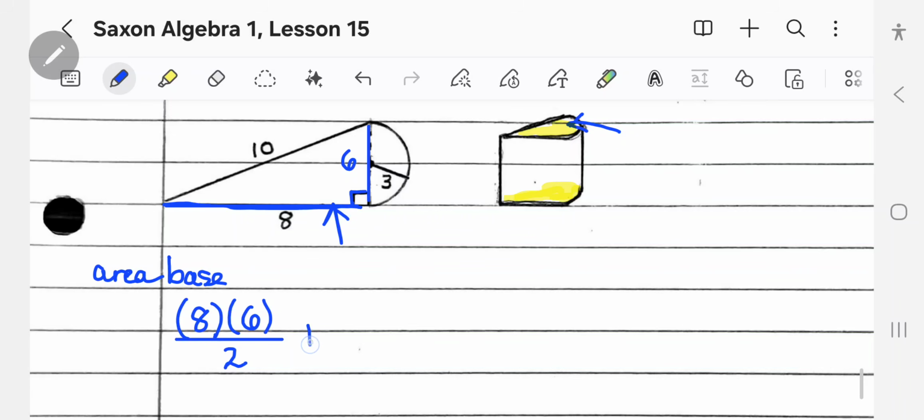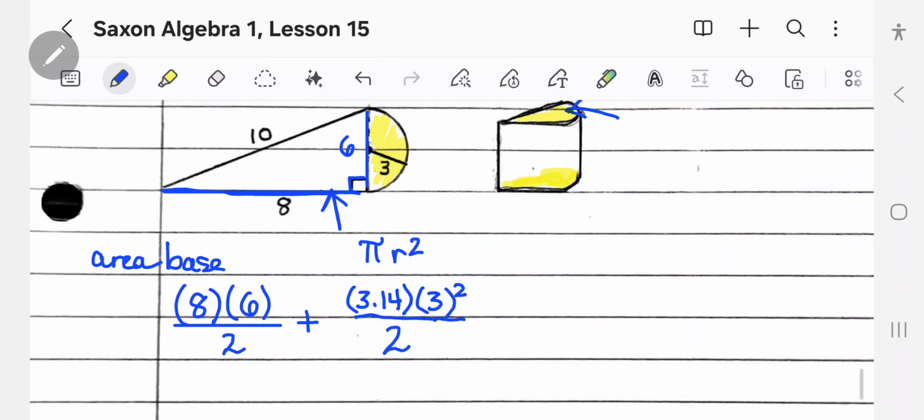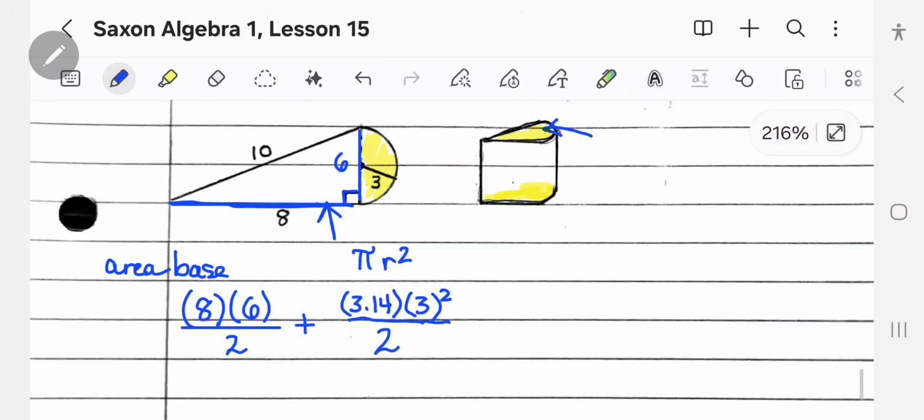But we're going to need to add to it the area of this semicircle. So we're going to have to divide it by 2 as well. What would be the area of that circle? Well, it's going to be pi times the radius squared. So we're going to have 3.14, and our radius is 3. Okay, now this is one base.